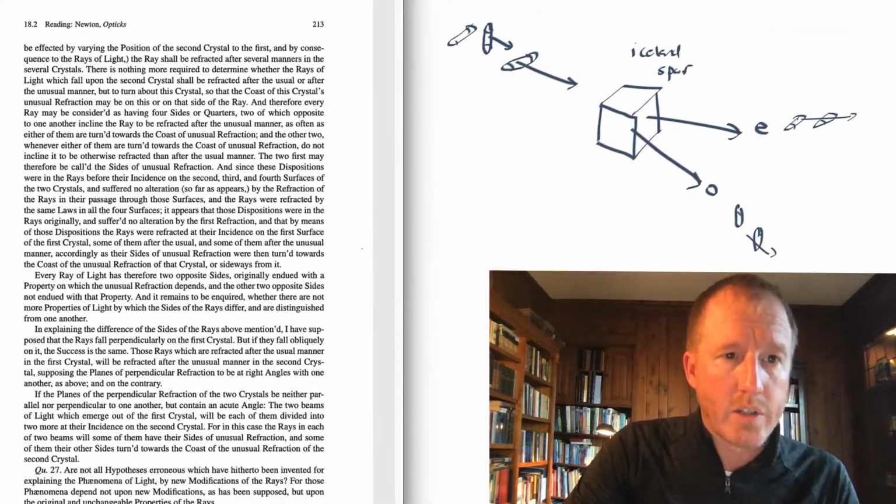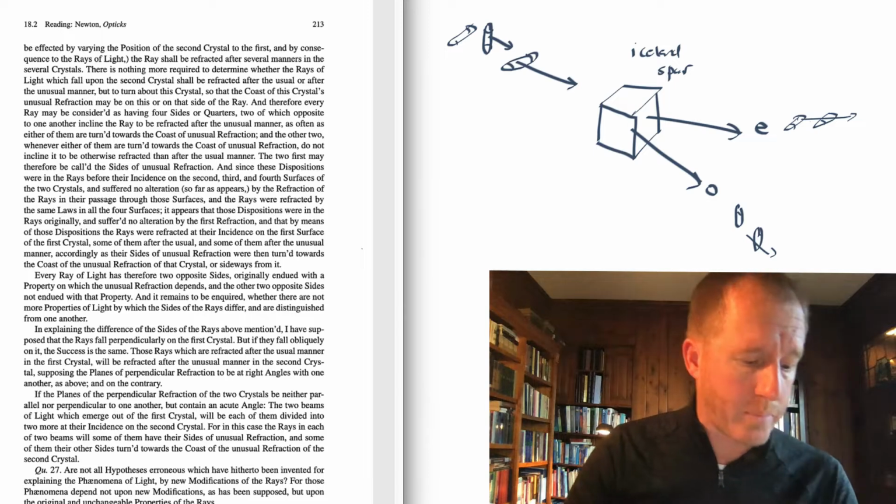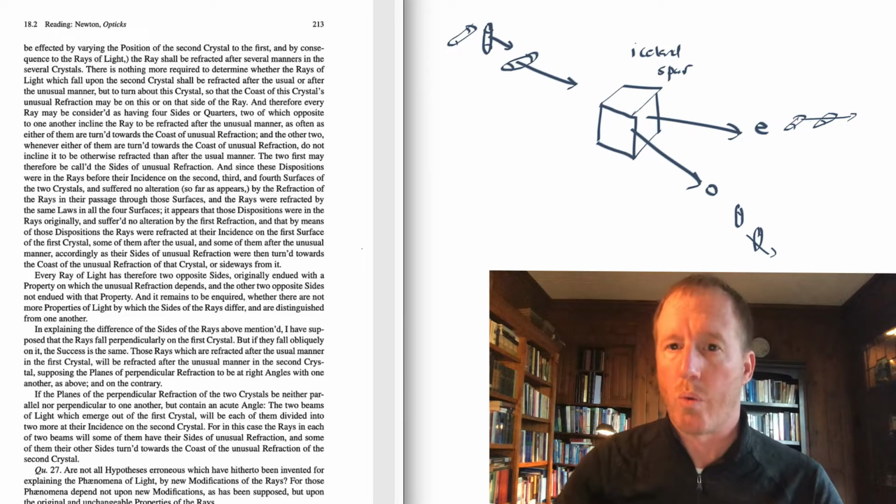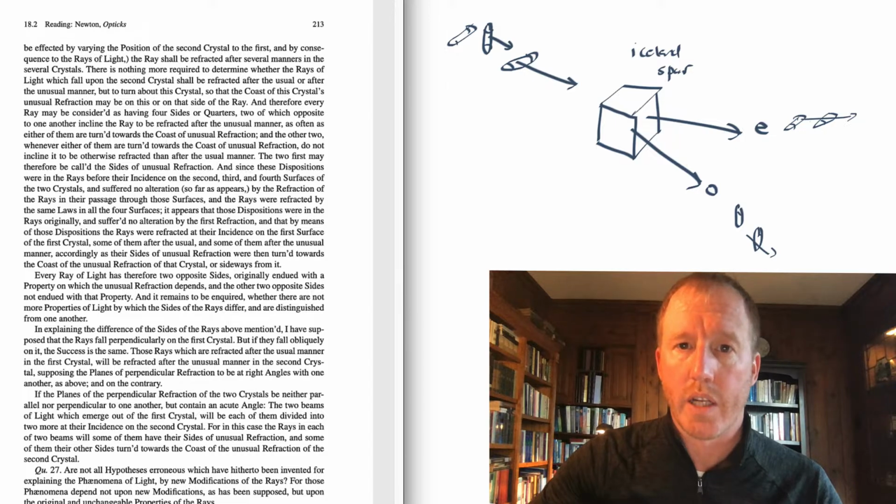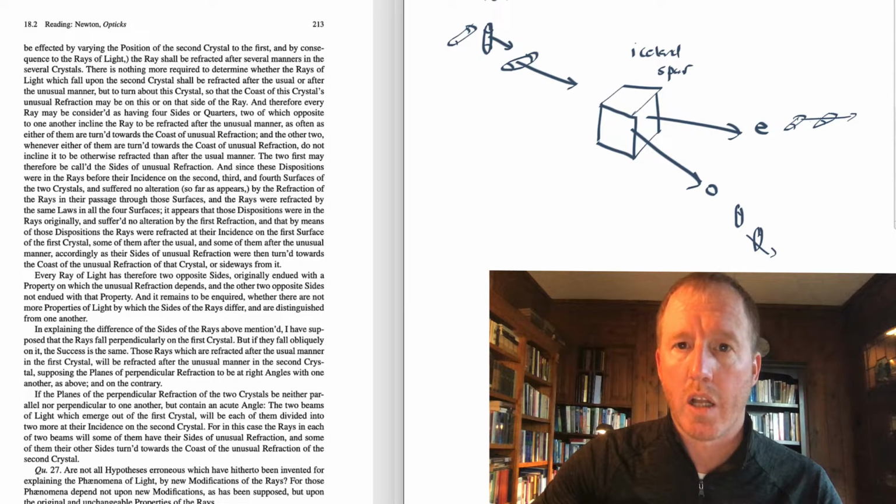If we move on to page 213, he develops this idea a bit more. He says, well, what if we were to take this ray of light, this is an incoming light ray, which in reality, according to Newton, consists of this stream of particles of these various orientations.